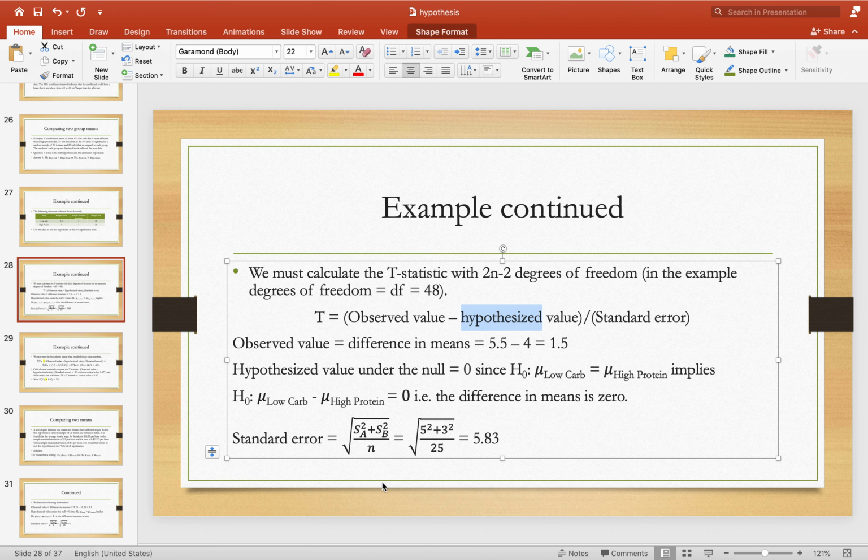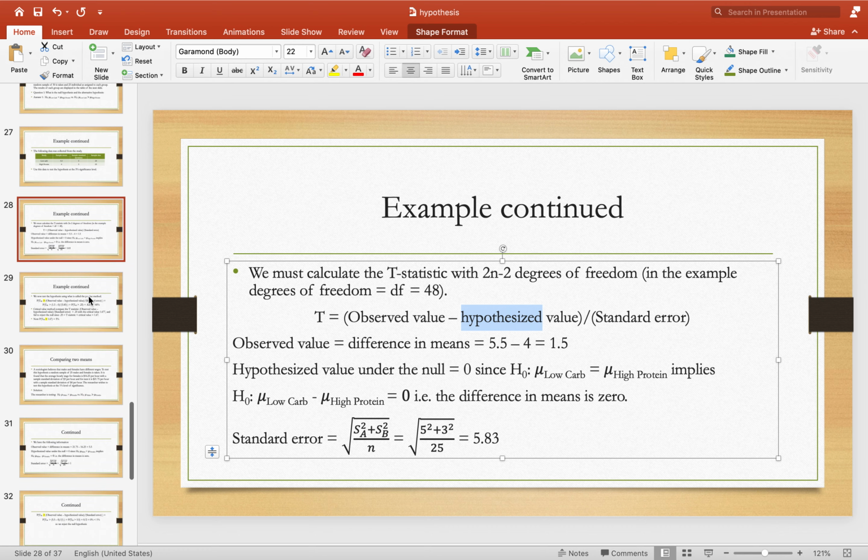Okay, and our standard error we've seen in this textbook is calculated in the following way. I square the standard deviation of one group, add it to the square of the standard deviation of the other group, and I divide by the sample size. Careful here, the sample size is the number of individuals in each group, not the total sample size of the study, which is 50. So I divide it by 25 because there's 25 individuals in each group. I come up with my standard error of 5.83. Okay.